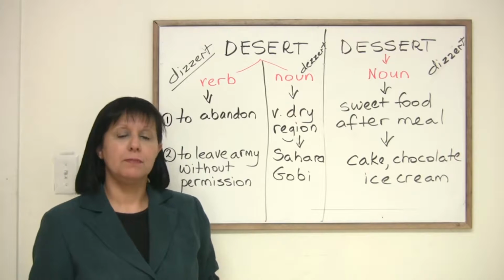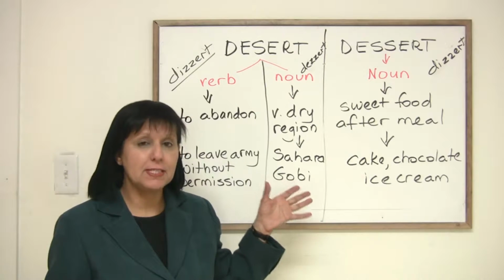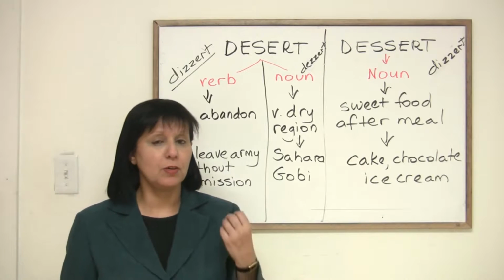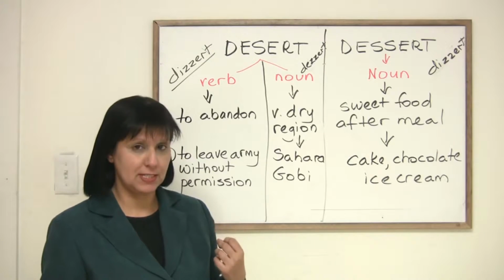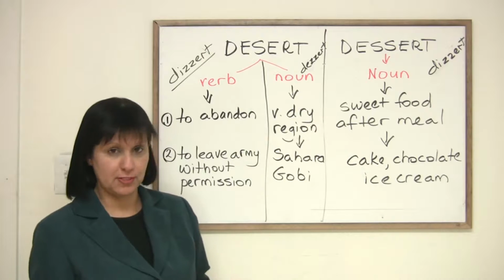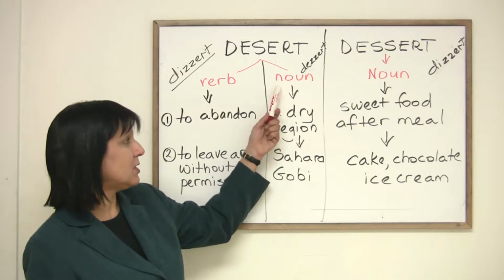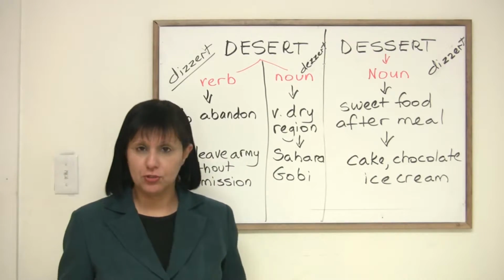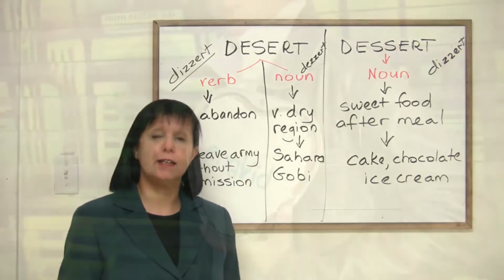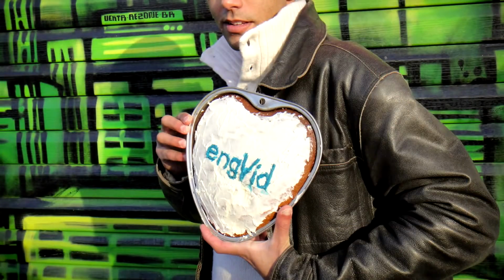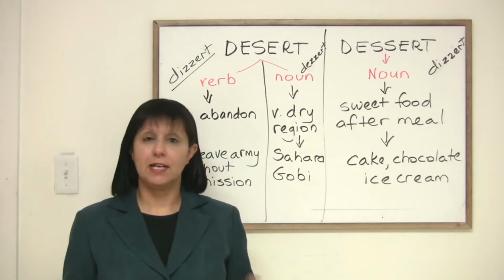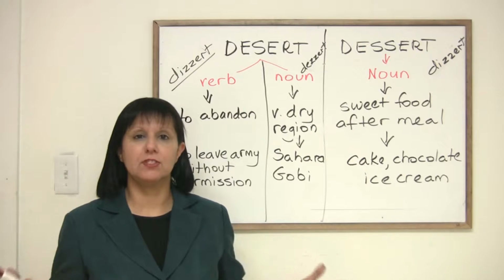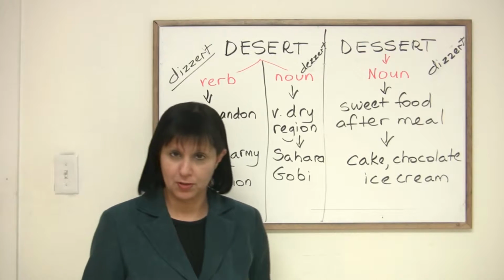D-E-S-S-E-R-T. People don't usually make a mistake with the spelling as much as with the pronunciation. So that's what I really want you to put your focus on, the pronunciation of these two words. Again, desert and dessert. An example of a dessert, of course, might be cake, might be chocolate, might be ice cream, anything like that. All right? Lots of different kinds of desserts exist all over the world.